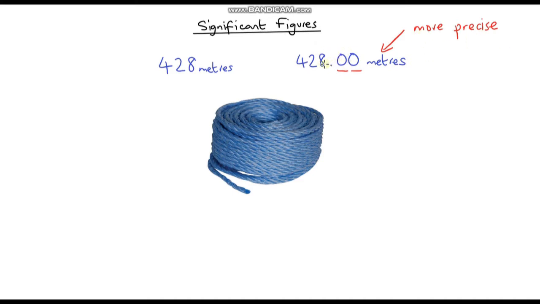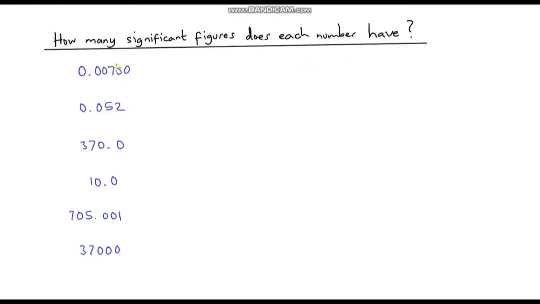And that's what significant figures is all about. It's saying how precise are you with your measurements. So here we've got 5 significant figures. I'm just going to use SF for short for significant figures. And here we've only got 3 significant figures. So we've got more significant figures in this number, so it is more precise. So what I'm going to do now is go through a few numbers and we're going to identify how many significant figures each number has got.